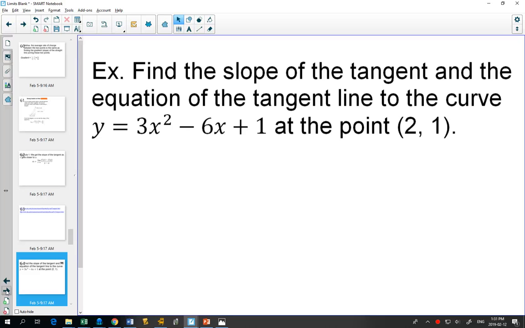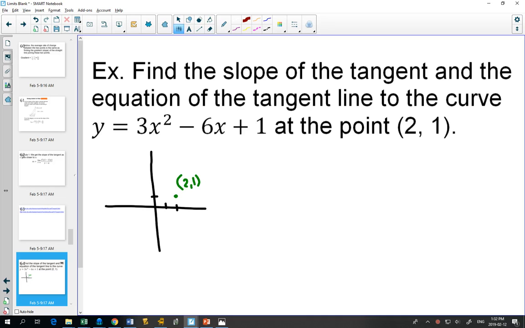Find the slope of the tangent and the equation of the tangent line to this curve, so that's a parabola, at the point 2, 1. So just drawing a little picture off to the side. We have the point 2, 1. We have a parabola. I'm trying to think if this parabola opens to the left or opens to the right. If I plug in 1, I think it looks like this.